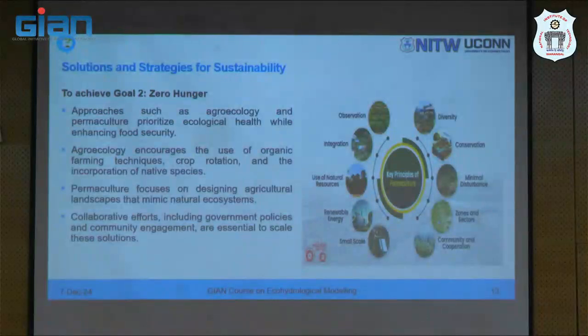And then permaculture practices, they focus on designing agricultural landscapes that mimic natural landscapes. And we need collaborative efforts, including government policies and community engagement, that are essential to bring these solutions to scale.